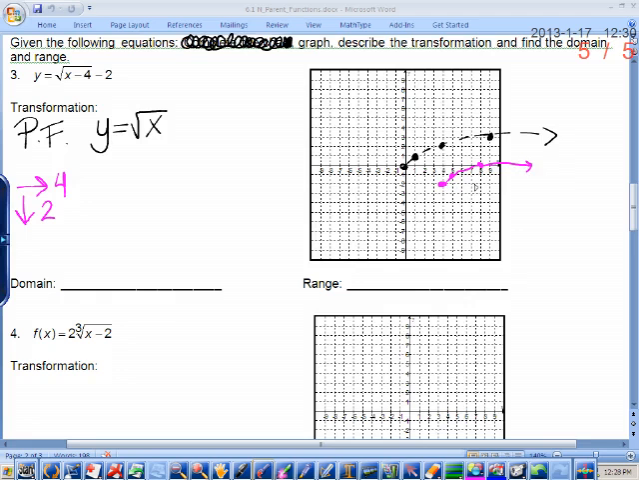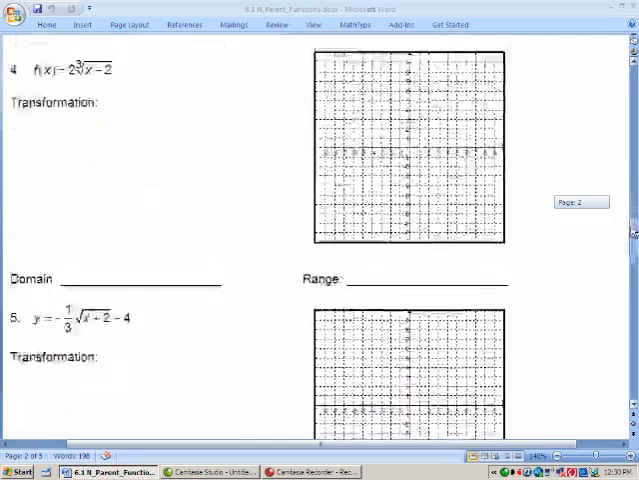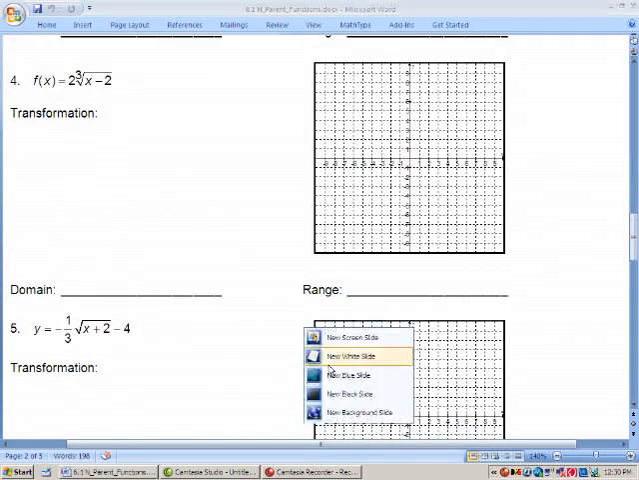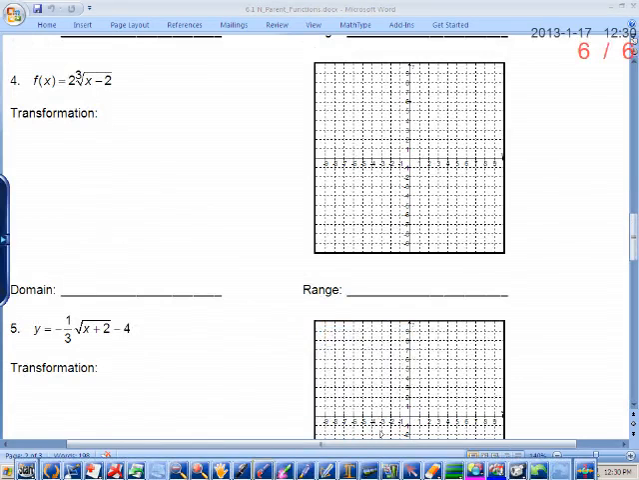What's the domain of our new function? 4 to infinity. And what's the range? Questions on this stuff? All right, let's try number 4. What's our parent function on number 4? Good. Go ahead and plot your parent function.